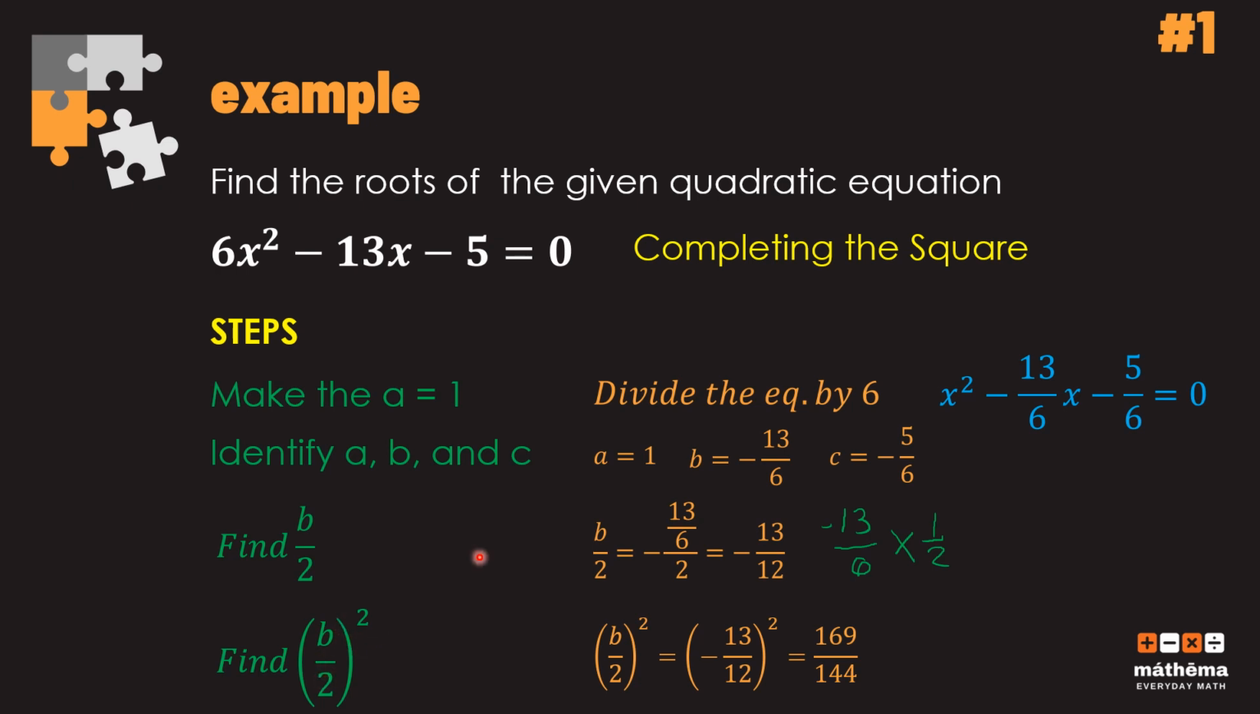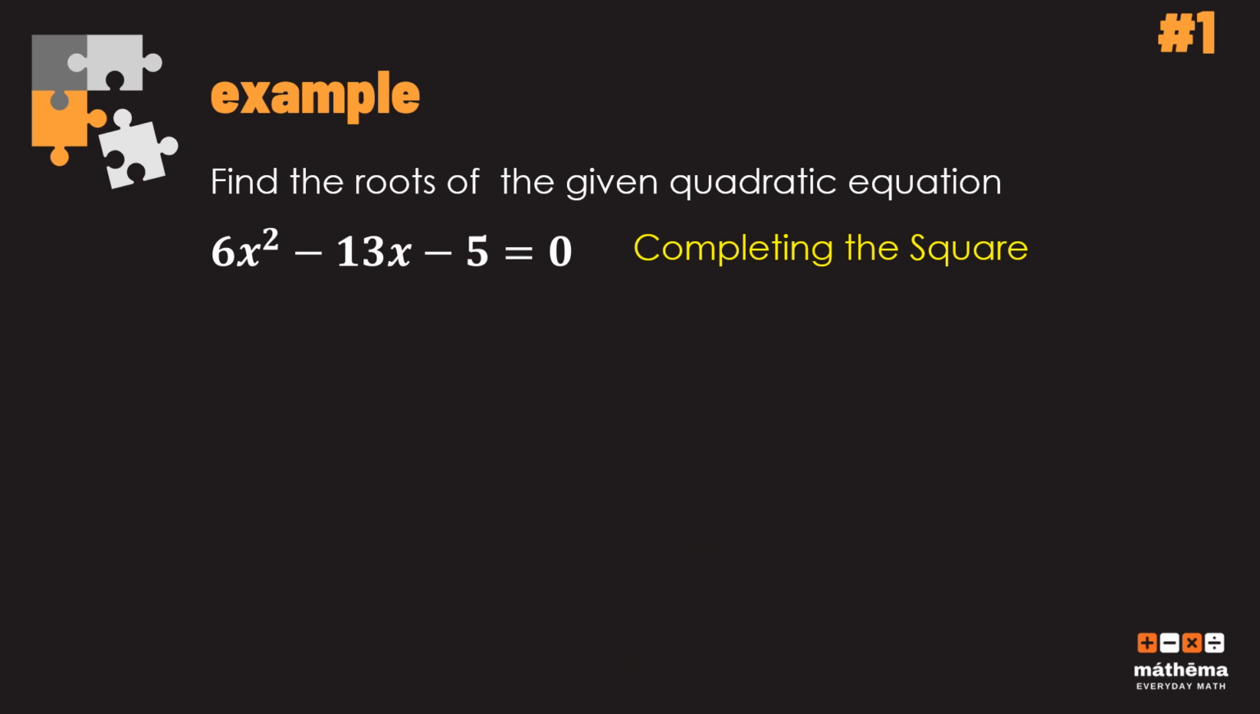Now, I want us to remember these two values, b over 2 and b over 2 squared. Because later, we are going to make use of these values as we complete the square to solve our quadratic roots. So again, our b over 2 is negative 13 over 12. Our b over 2 squared is equal to 169 over 144.